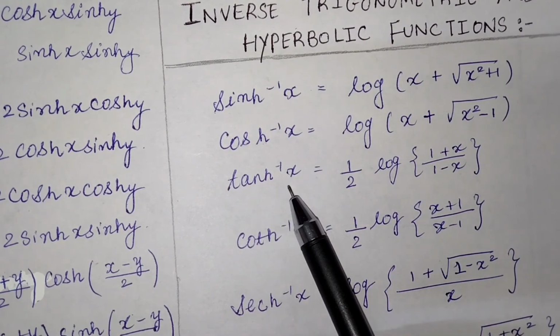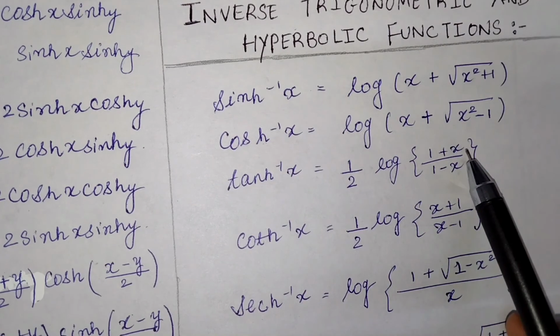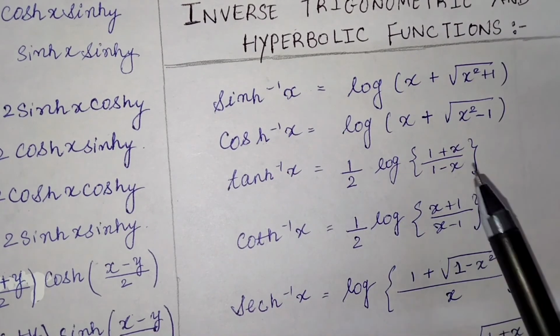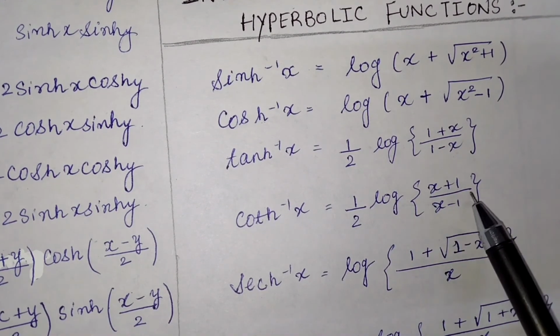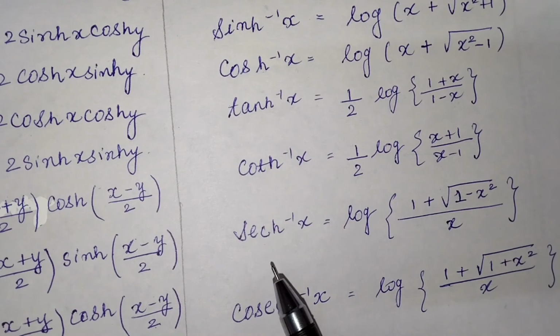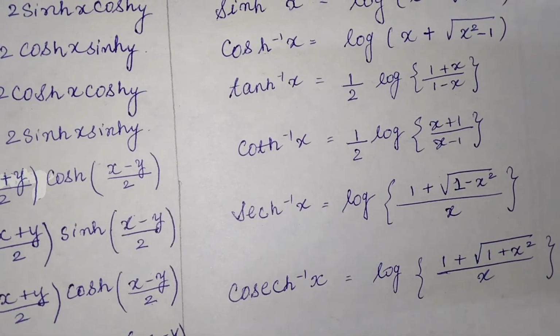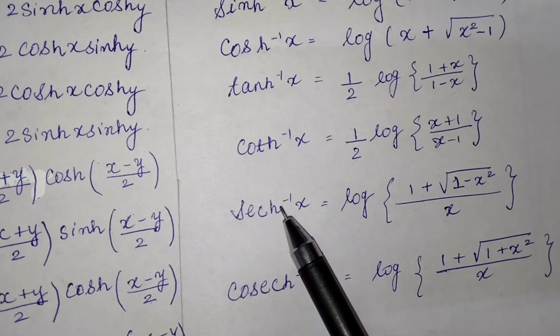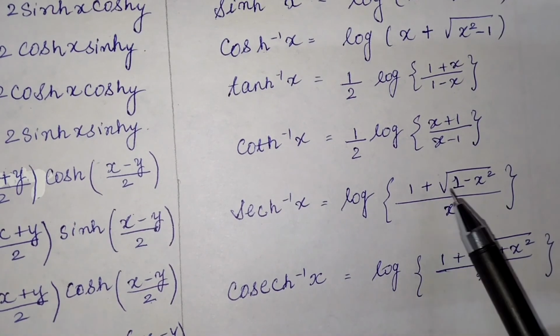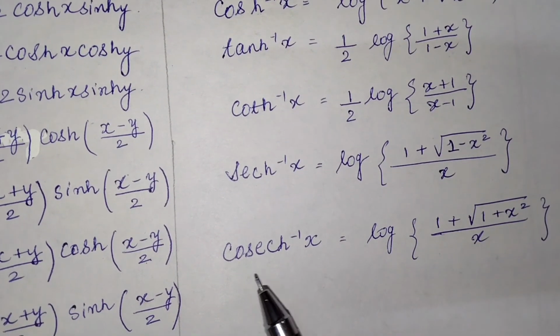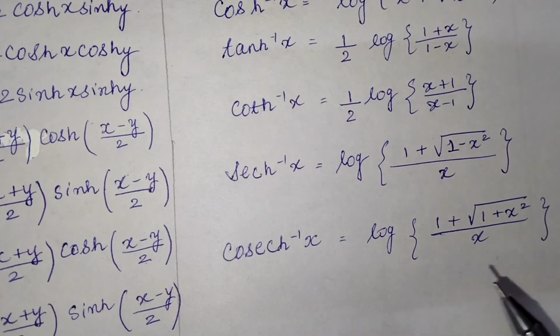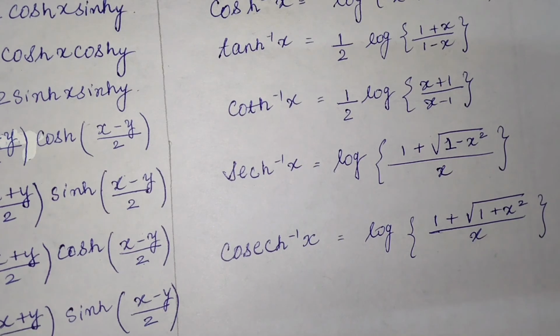The value of tan h inverse x is equal to 1 by 2 log of 1 plus x upon 1 minus x. Then the value of cot h inverse x is equal to 1 by 2 log of x plus 1 upon x minus 1. And then at last, the values of sec and cosec. That is, sec h inverse x is equal to log of 1 plus under root 1 minus x square, upon x. And the value of cosec h inverse x is equal to log of 1 plus under root 1 plus x square, by x. So these are some formulas of hyperbolic functions.